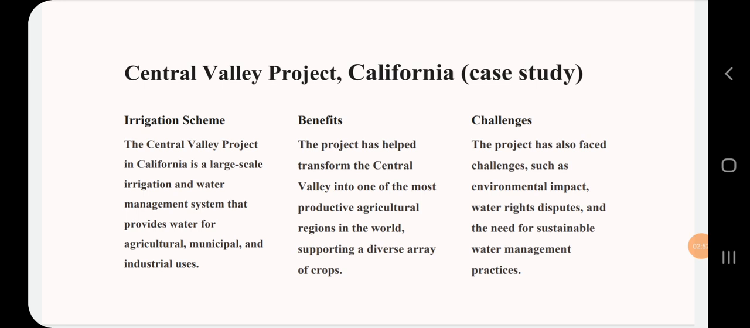Challenges. The project has also faced challenges such as environmental impact, water rights disputes, and the need for sustainable water management practices.